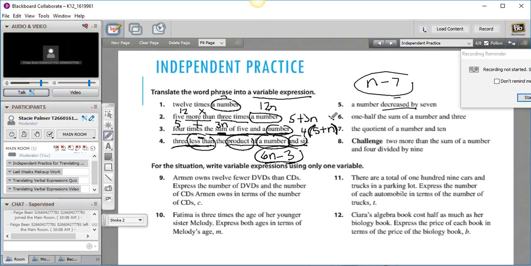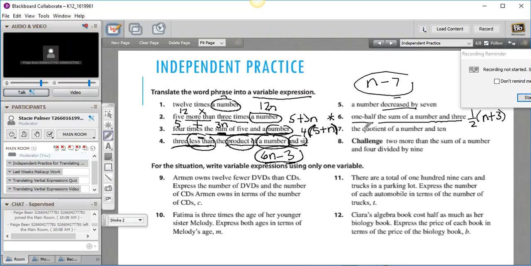Question number 6. 1/2 the sum of a number and 3. So this is another one where we need to do the sum of a number and 3. Sum is addition. And then we have to do 1/2 of that.